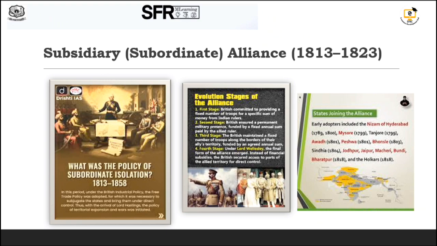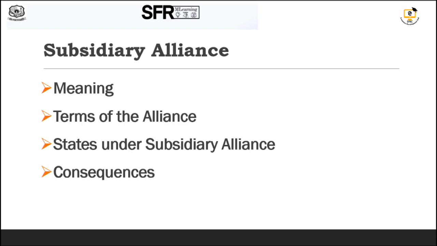then they had to dismiss European officers other than the British and accept a British resident at their court. The states which were under subsidiary alliance were Hyderabad, Mysore, Oudh, Tanjore and several Maratha states. The consequences of this system: it deprived Indian rulers of sovereignty. It led to economic drain, disbandment of native armies and strengthened British political control.